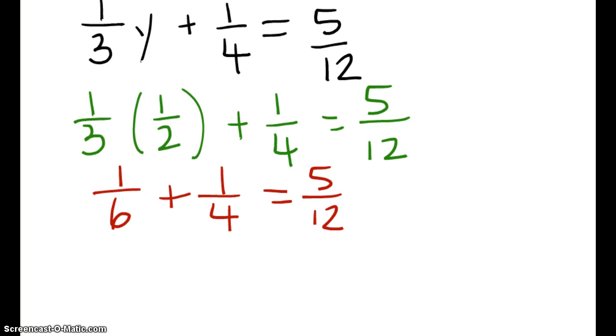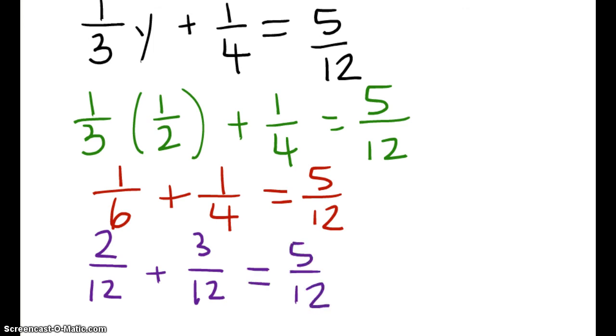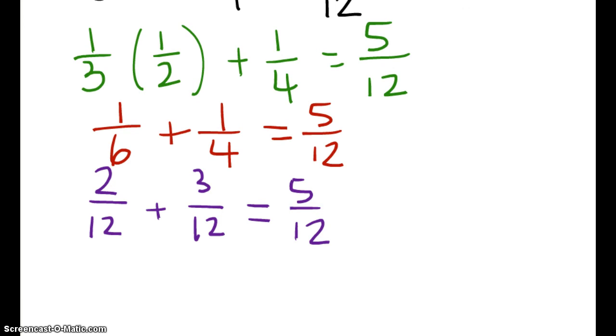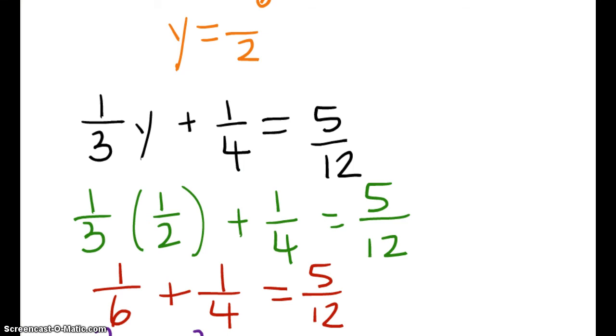Now when we're adding fractions, remember you've got to have a common denominator. So I'm going to change all of this to 12ths. So a 6th is equal to 2/12, and a 4th is equal to 3/12. So we think that all that together is 5/12. So let's go ahead. 2/12 and 3/12 is 5/12. And does 5/12 balance out with 5/12? Yes. So our answer for y was 1/2.